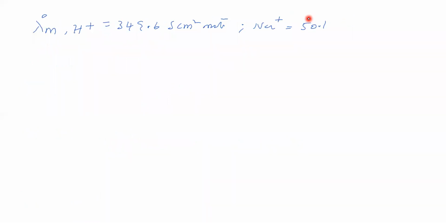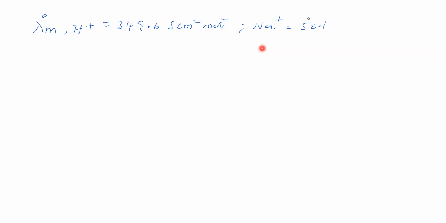Now we will see the limiting molar conductivity of H plus and of Na plus. H plus molar conductivity is high, Na plus molar conductivity is low. That means H plus has a higher tendency to carry current, and Na plus has a lower tendency to carry current. H plus carries current to a greater extent, and Na plus carries current to a lesser extent.